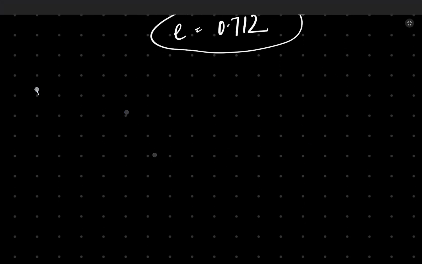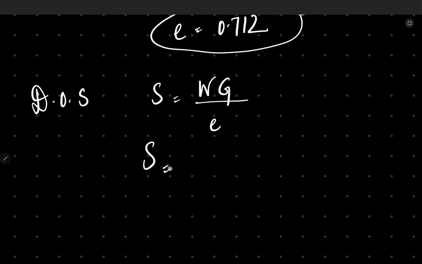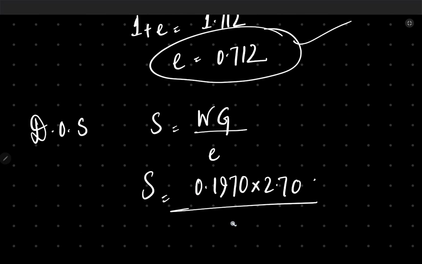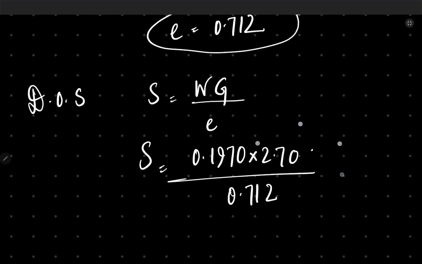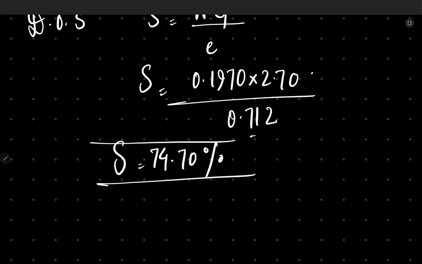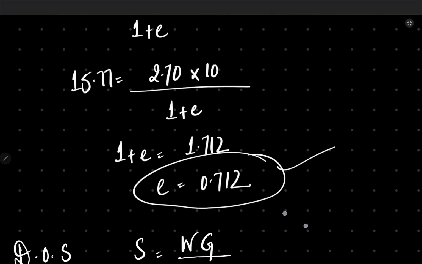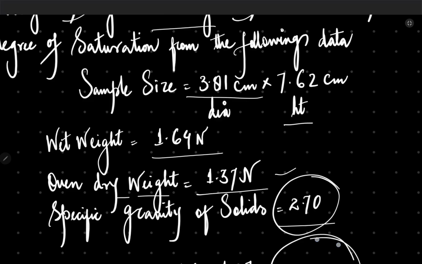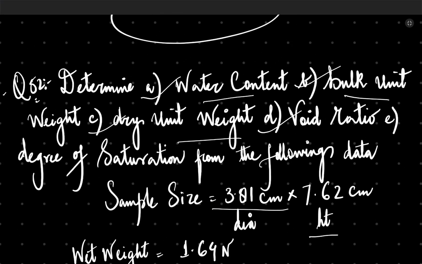Now the last thing that remains is the degree of saturation. Degree of saturation will be calculated from the generalized equation, Se = wG. So S: water content is how much? 19.70%. G is how much? 2.70 as per the data. And e we just calculated as 0.712. So S becomes 74.70%. So we have completed the question in all respects.